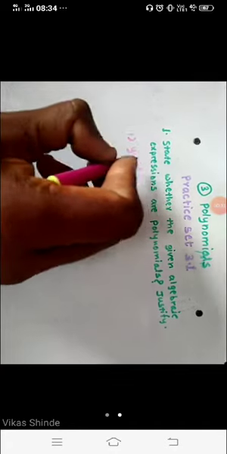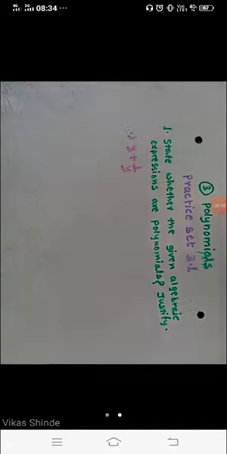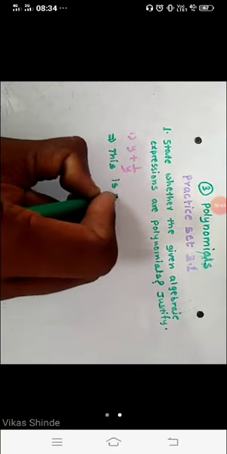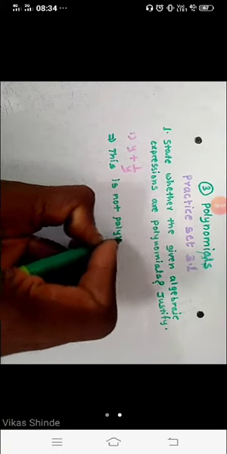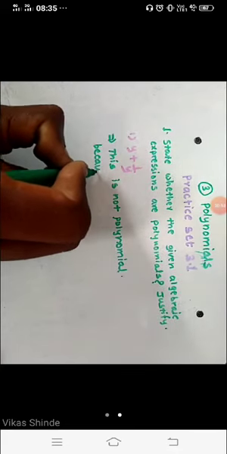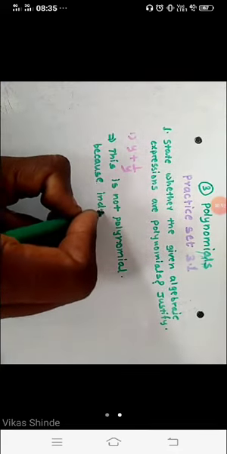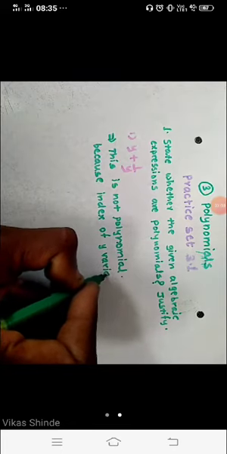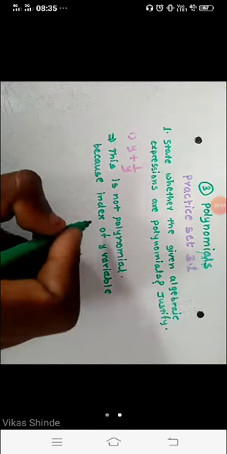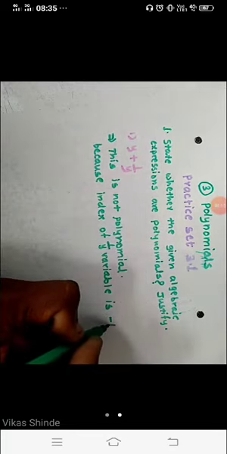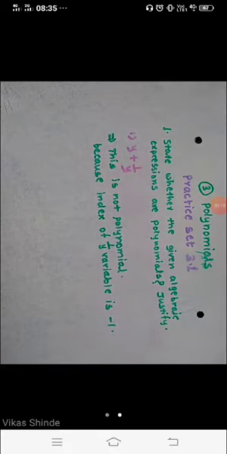y plus 1 upon y. So look students, this is not a polynomial, because the index of the y variable, meaning 1 upon y, is minus 1. So this is not a polynomial.